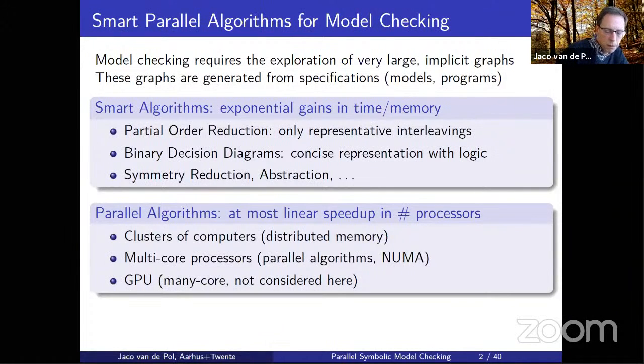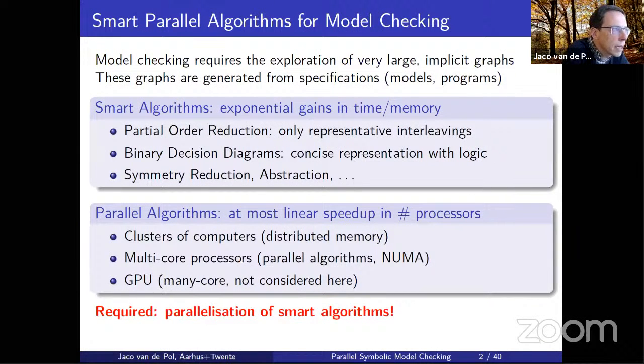But my main point is that parallelization only makes sense if you are able to parallelize these smart algorithms, because actually the basic algorithms of model checking are very easy to parallelize. But if you parallelize the basic version and you do not do the smart things, then you're losing anyway because the state space is so big. So the real challenge is to get a parallel version that is compatible with partial order reduction and that can handle symbolic model checking, etc.